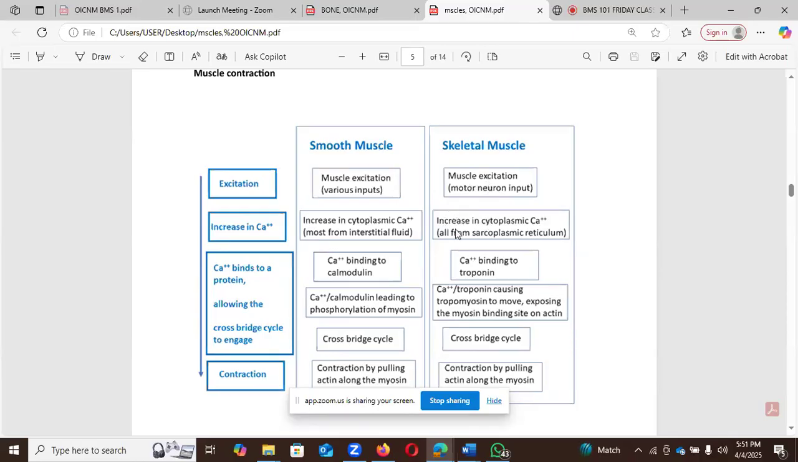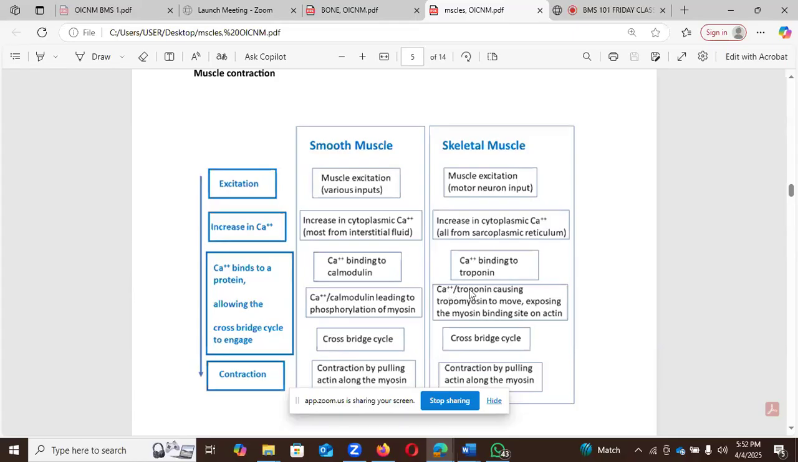What will happen next is that it will lead to an increase in calcium level. When there is an increase in calcium, that calcium will bind to a protein called troponin. Troponin is not available in smooth muscle. What is available in smooth muscle is calmodulin. Calmodulin is not available in skeletal muscle. What is available is troponin. You can see the difference.